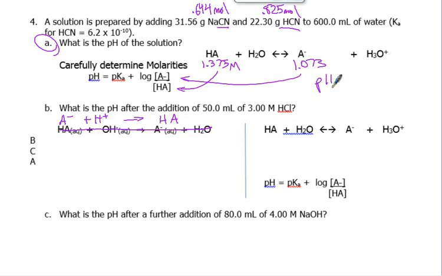The pH of this solution is 9.113, which for a second I was confused, and then I looked at that Ka. Look at that Ka. It's pretty small, isn't it?